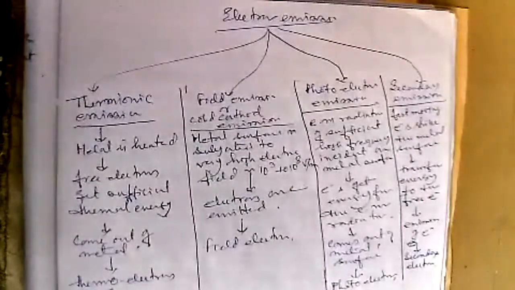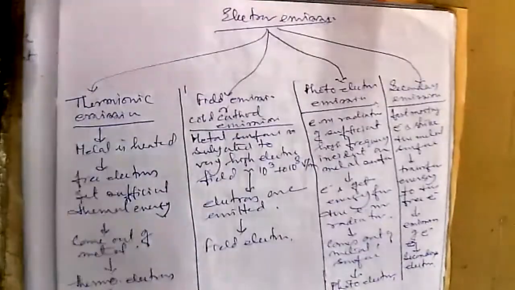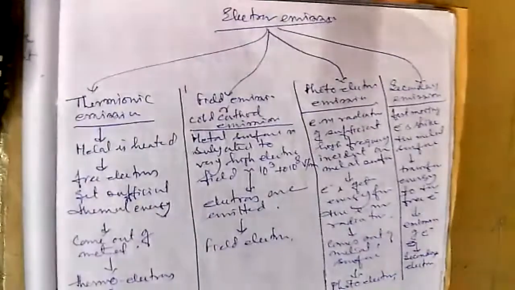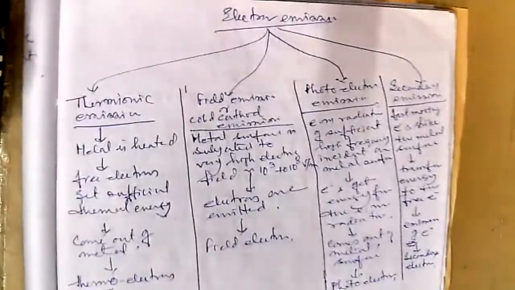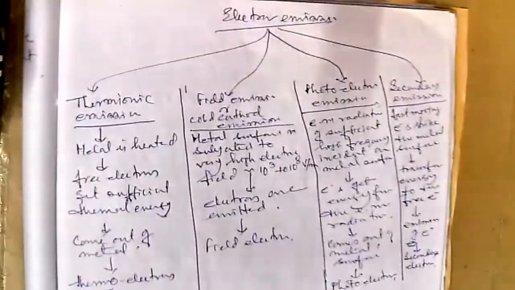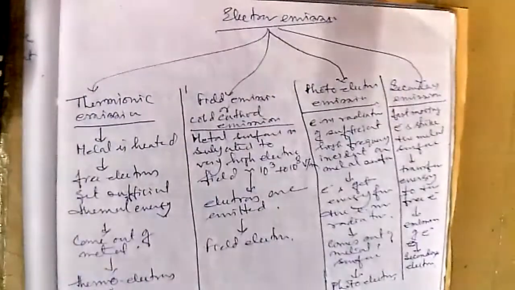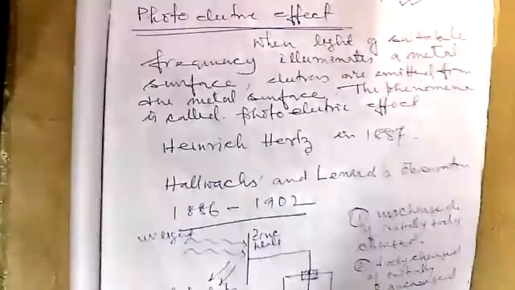And the other method is secondary emission. We send some high energy, fast moving electrons. When they collide with the free electrons, they transfer a portion of their energy to the free electrons, and the free electrons may be able to overcome the potential barrier and come out of the metal surface. This type of emission is called secondary emission, and the electrons emitted in this way are called secondary electrons. Now our concern is only the photoelectric effect.